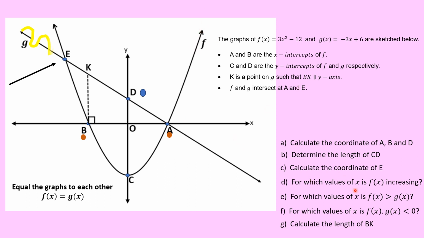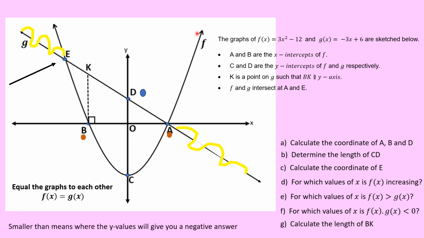Then they say for which values of x is f of x bigger than g of x. I'll explain that very nicely, but we can see that it's those two parts. So f of x is bigger there and bigger there. We'll look at each question separately.